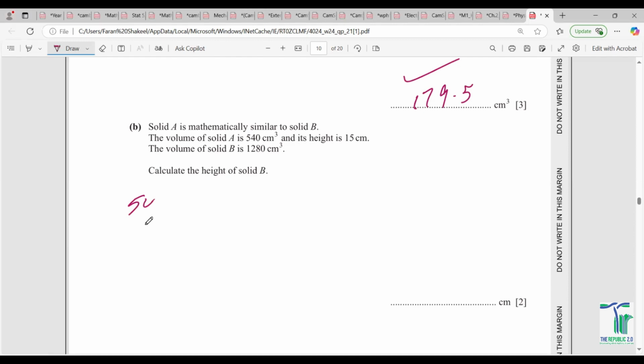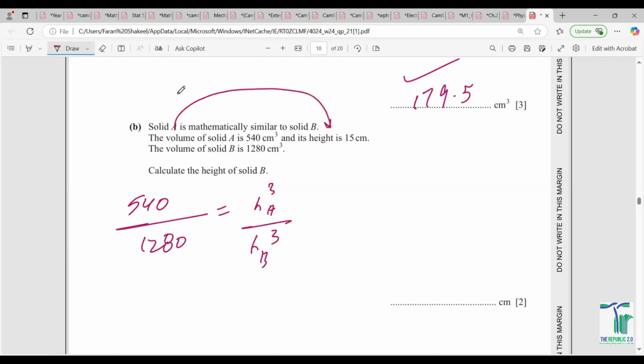So 540 divided by 1280 must be equal to the cube of the height of the first object, or you can say A, divided by the height of B, cubed. Why am I taking the cube? Because this is the volume. We're relating the volume with the height. Volume is 3D. This is 1D. How can we make 1D into 3D? By just taking its cube.